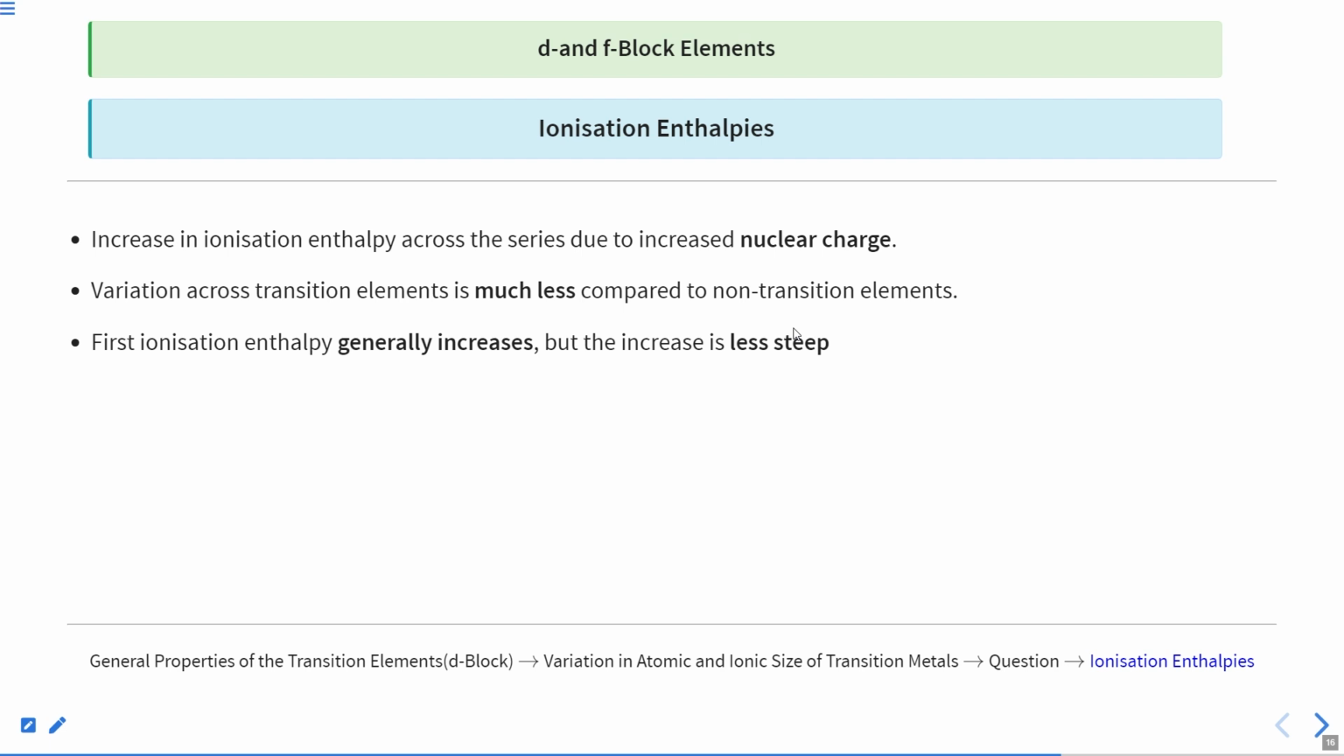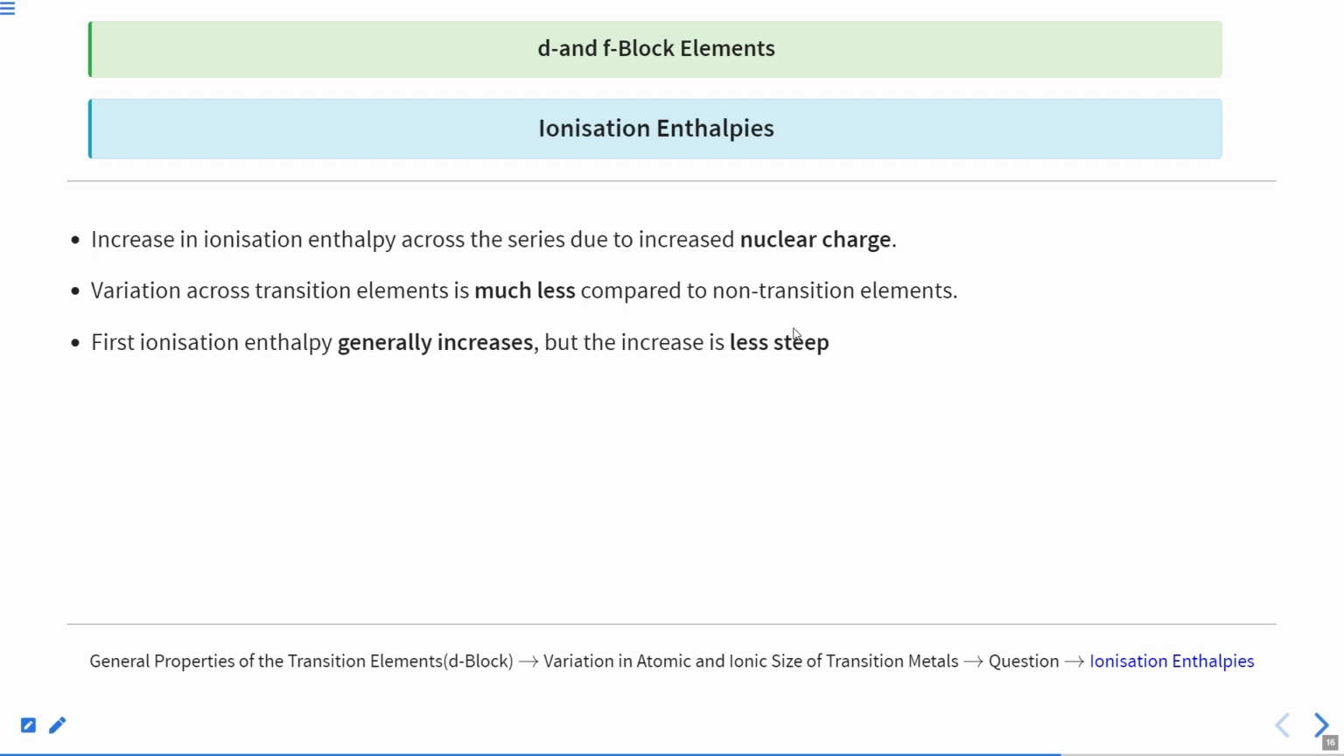The reason behind it is reorganization of electrons. As soon as we remove an electron from a d orbital, that results in reorganization of the electrons. And why is it done so? It is done to minimize the energy. Now, the variation across elements is much less compared to non-transition elements. Why is this variation less?